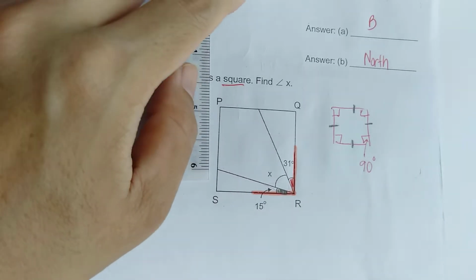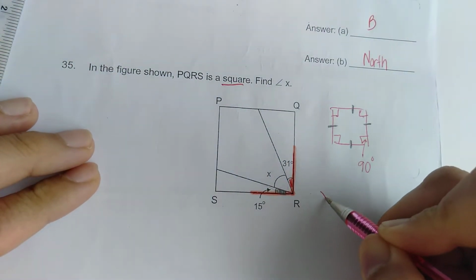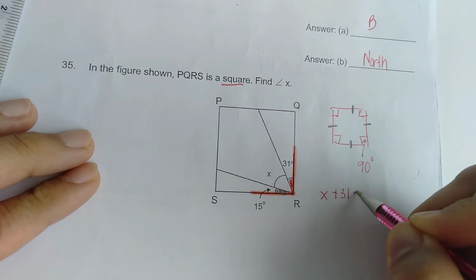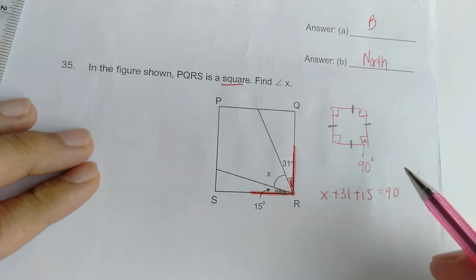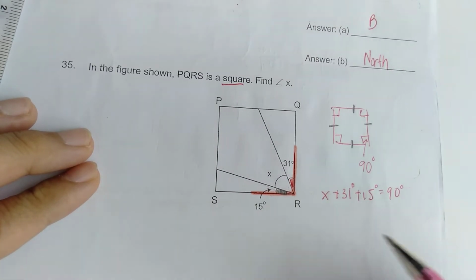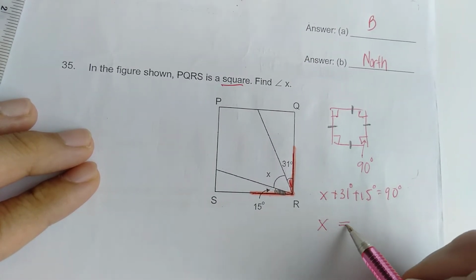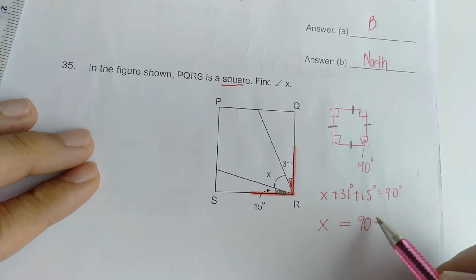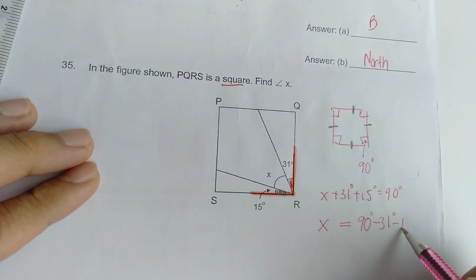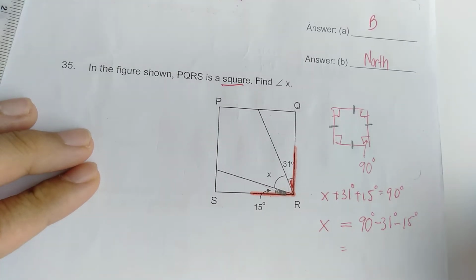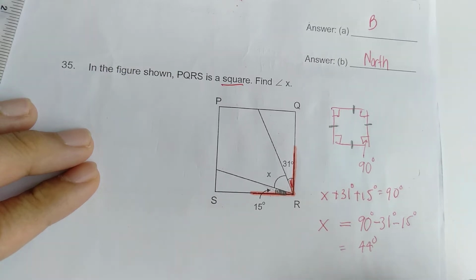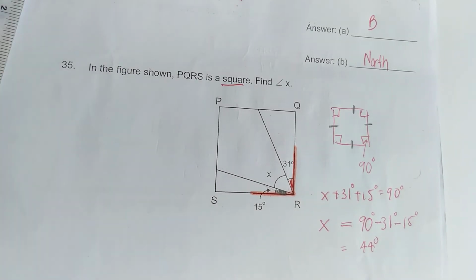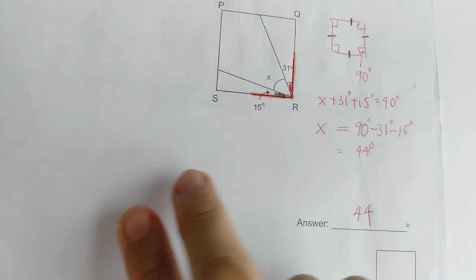So what is X? Very simply, you know that X plus 31 plus 15 is 90, right? All these 3 added together give you 90 degrees. The units here is degrees. So what is angle X? That will be equal to 90 take away 31, take away 15. Alright, so here is actually 46, so you have 44 degrees. Let's go to the next question now. Always remember to write the answer down.